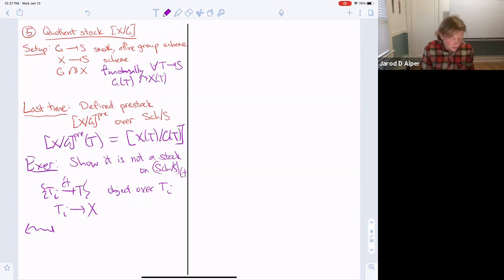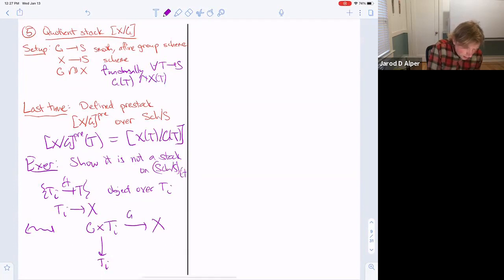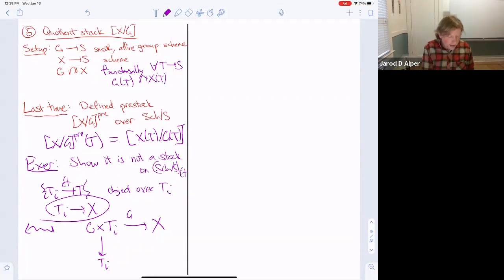Let me think about this in a different way. I can also think about this as taking the trivial G bundle, like if I take G cross Ti over Ti, and then I have a map induced into X, which is just the map from Ti to X. But since G acts on X, I can move it around. I get a map from G cross Ti. So this map is G equivariant. And now you might be able to see what goes wrong in this being a stack, because if I have a bunch of these trivial G bundles, they're not going to glue to the trivial G bundle; they'll glue to some other G bundle.